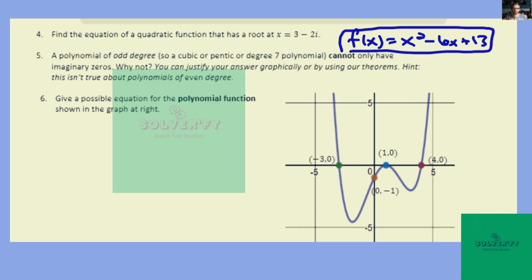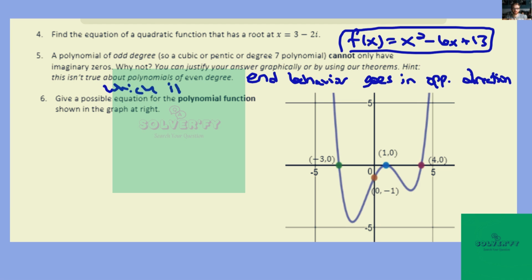A polynomial of odd degree can't have imaginary zeros only, because the end behavior goes in opposite directions, which means it must cross the x-axis, meaning there's a real zero.